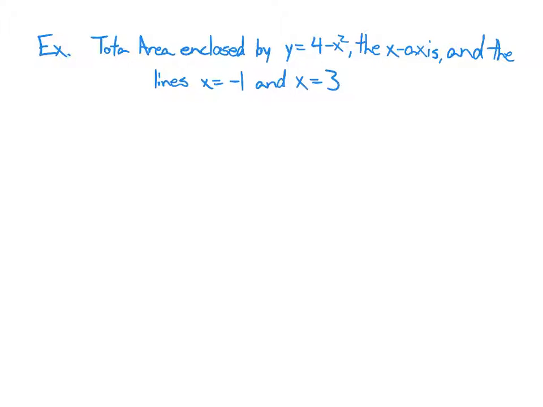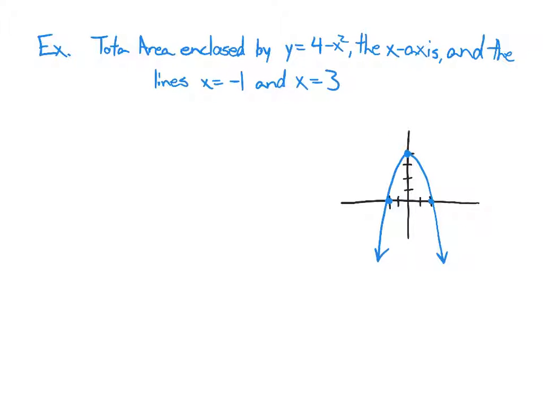Okay? Now real quickly, let's sketch this just so we know what we're dealing with. First of all, this has zeros at 2 and -2, right? So we've got that. It's going to hit the y-axis at 0, 4. Okay? So here we have our parabola opening downward.